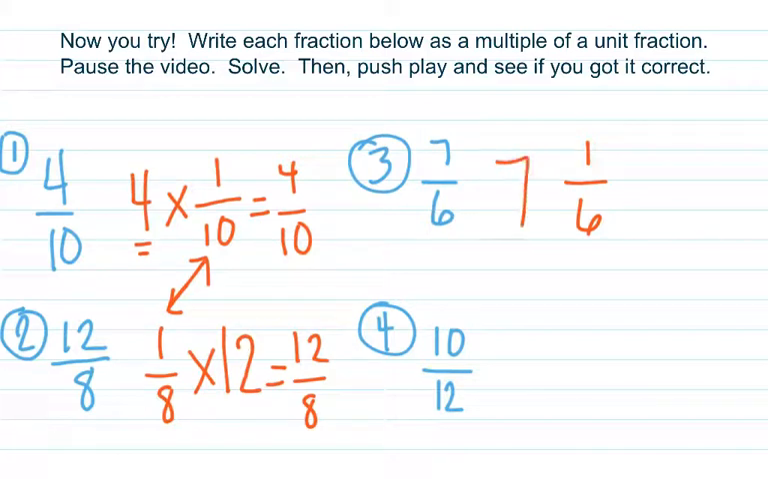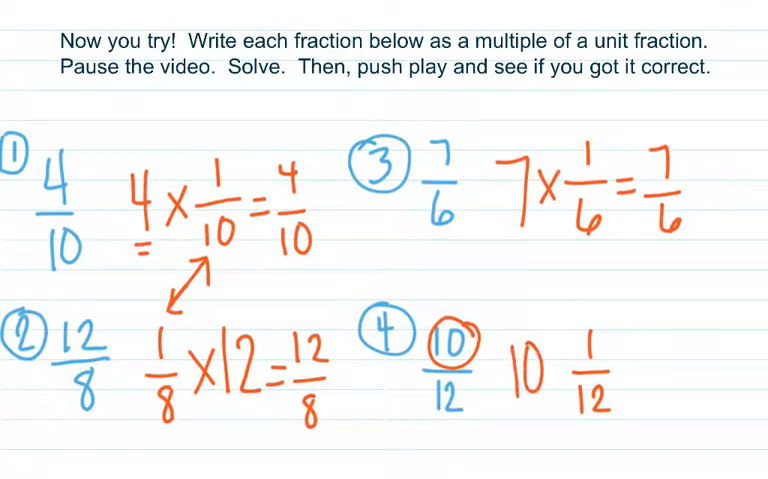So 7 times 1/6 equals 7/6. Number 4, 10/12. The unit fraction is 1/12. I would need 10 of them to get all the way to 10/12. So 10 times 1/12 equals 10/12.